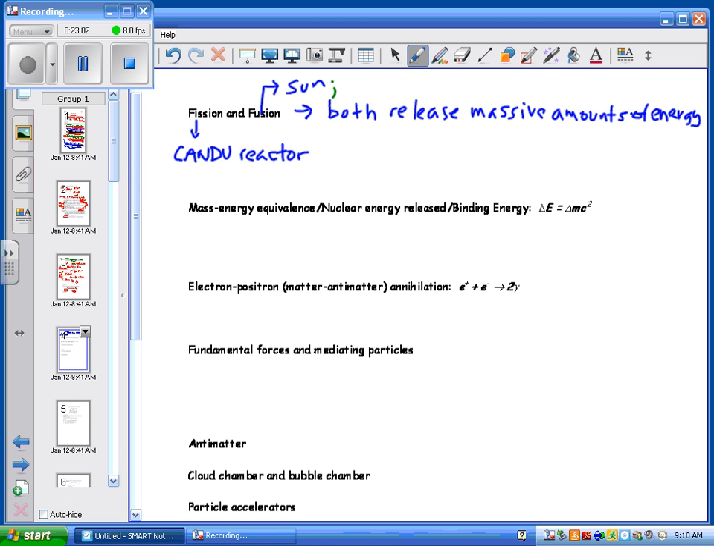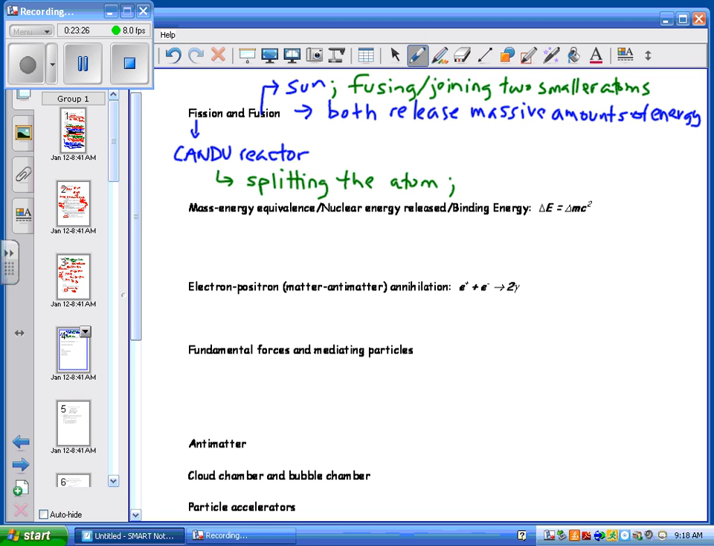And so then fusion is fusing or joining two smaller atoms. And fission is splitting the atom. The waste product is radioactive for fission. For fusion, the waste is not radioactive. So that's one of the other sort of justifications for working with fusion, is the waste products aren't radioactive at all. Basically water, I think is one.